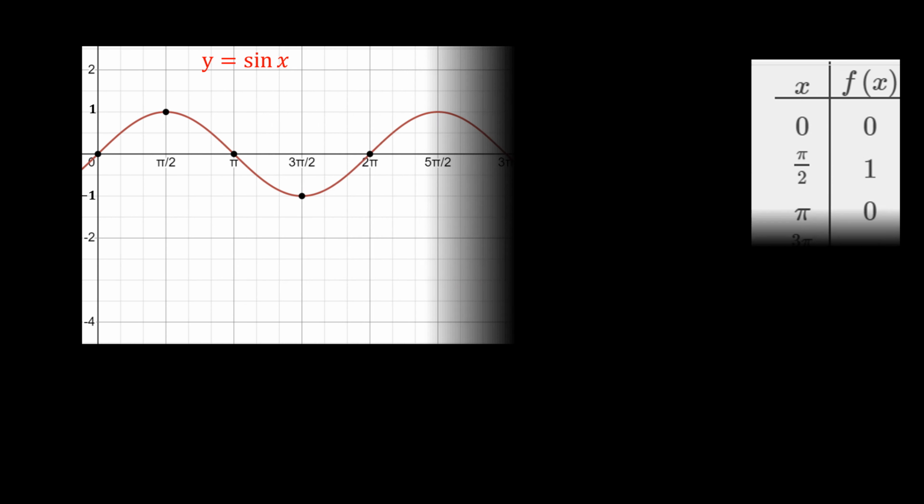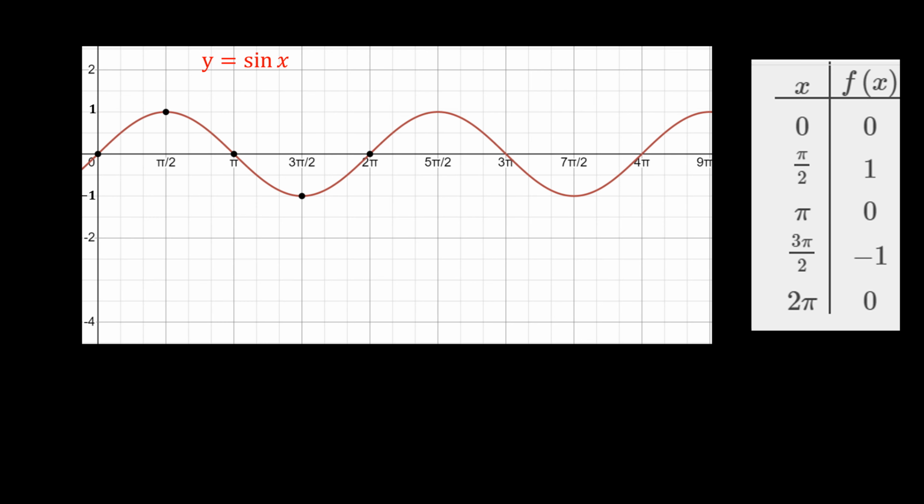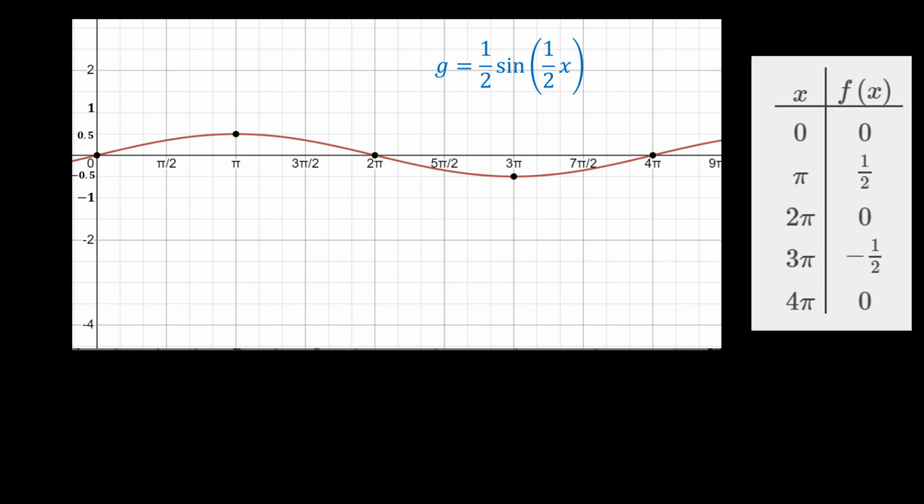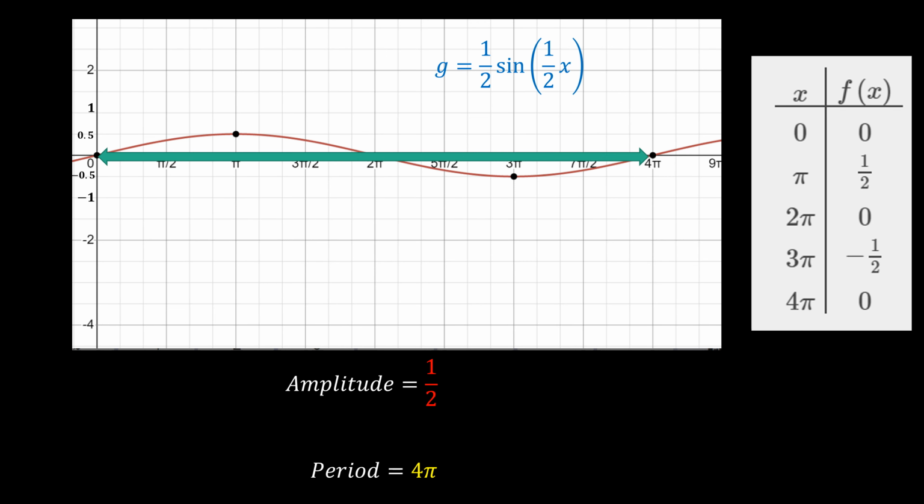Well, this is the graph of the parent function y equals sine x, using the table of sine x. But this is the graph of the new function g equals half sine of half x, and here the amplitude is half, and the period for this function is 4 pi.